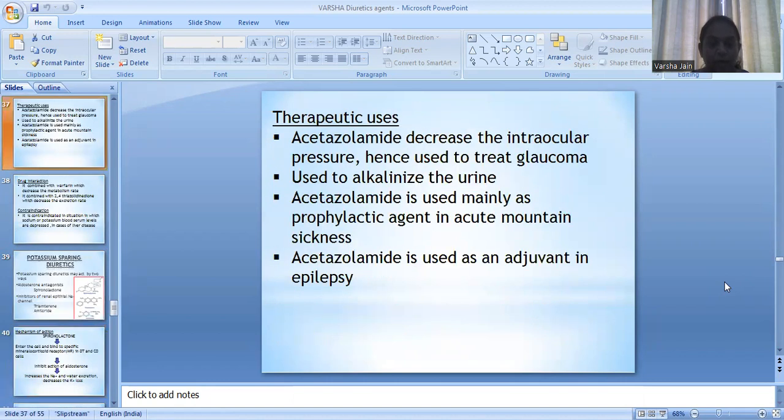Therapeutic uses: acetazolamide decreases the intraocular pressure, hence it is used to treat glaucoma, and to alkalize the urine. Acetazolamide is used mainly as a prophylactic agent in acute mountain sickness. Acetazolamide is also used as an adjunct in epilepsy.